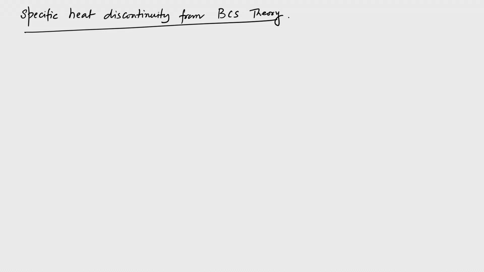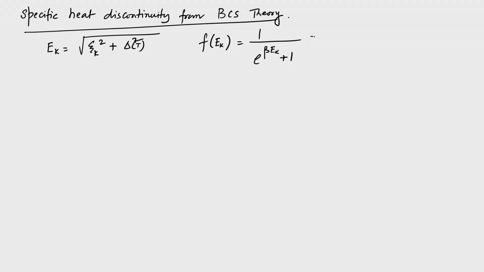Okay, so once again, just to remind ourselves that the quasi-particle energies are given by E_k squared equals xi_k squared plus delta_k squared. And of course, we have the quasi-particle distribution function, which is given by the Fermi distribution function, one over exponential beta E_k plus 1. We will call this just f_k.